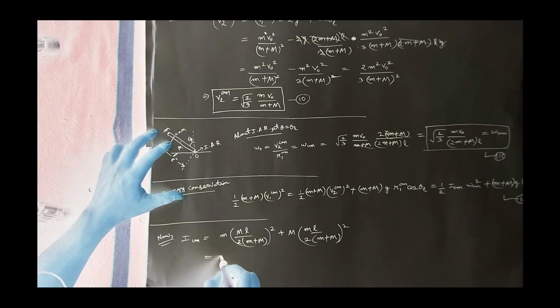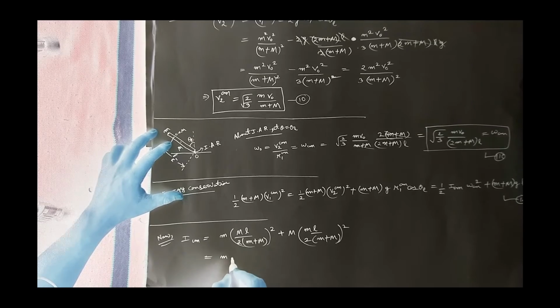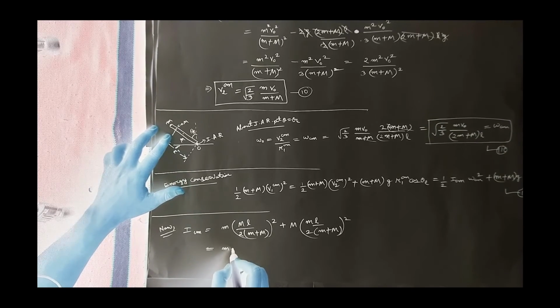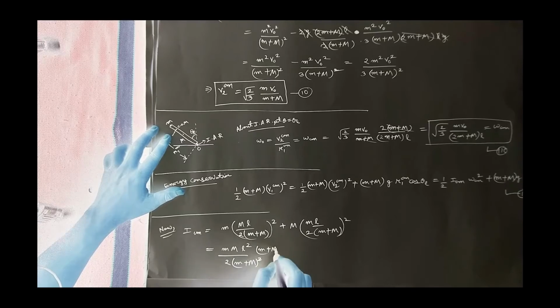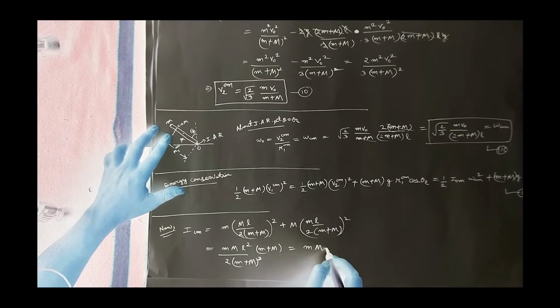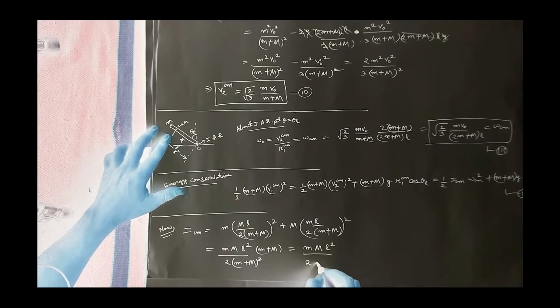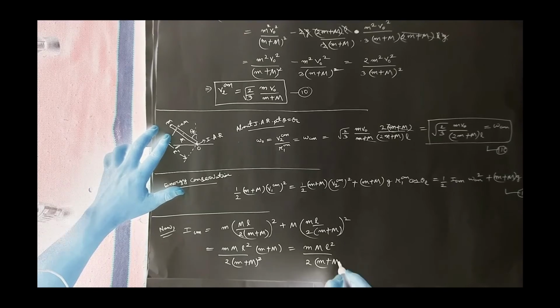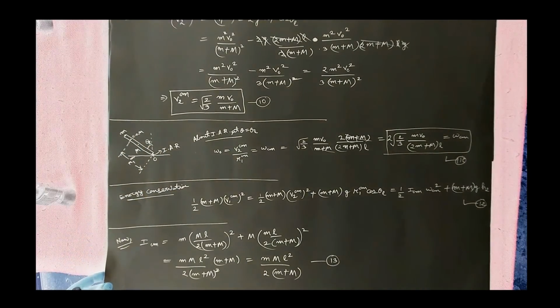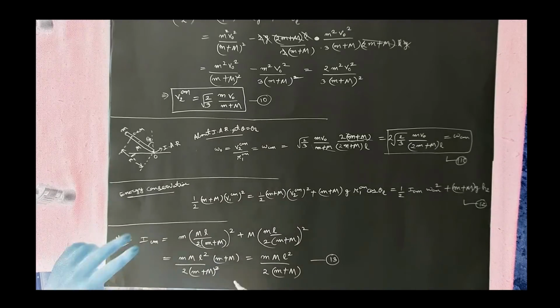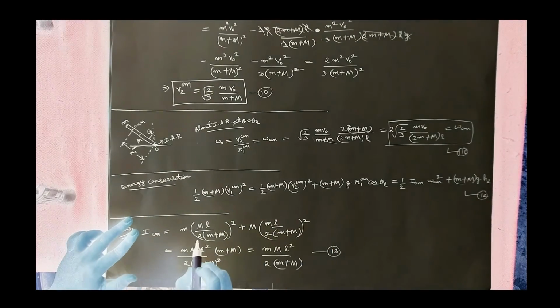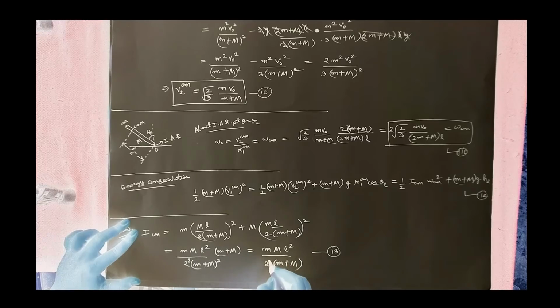I am not doing it here. What common factor can we take? Small m capital M L square by 2(m plus M) whole square, times (m plus M), equals m M L square by 4(m plus M). This is the value of ICM. It is going to be equation number 13. Okay, here it is 2 square, so it will be 2 square here.